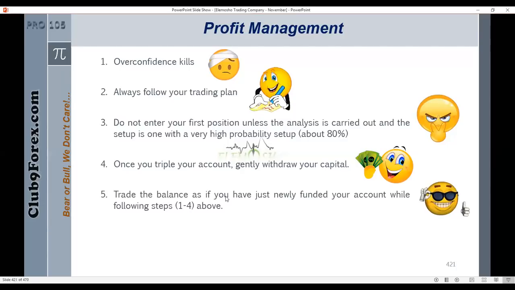Now, you trade the balance as if you have just funded newly, starting from step 1 to step 4. That means you need to keep on reminding yourself that you don't need to be overconfident. Anything can happen in the market. You go back to your trading plan and you enter high probability setups. You just keep on following that same principle. Once you triple your account again, you withdraw about 50% of that profit.